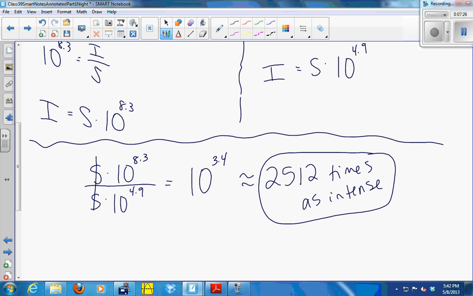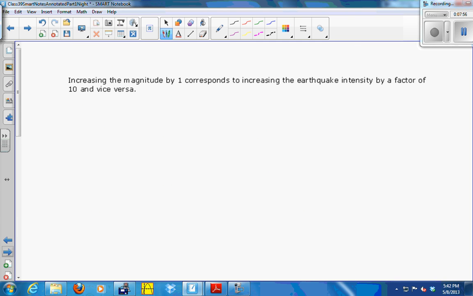So 4.9 to 8.3 on the Richter scale seems pretty small, but those are actually powers of 10 difference in intensity. The difference in intensity is actually 2,512 times as intense, and we represent that with a relatively small change in the magnitude. So in general, increasing the magnitude by 1 when you're measuring earthquakes corresponds to increasing the intensity by a factor of 10.